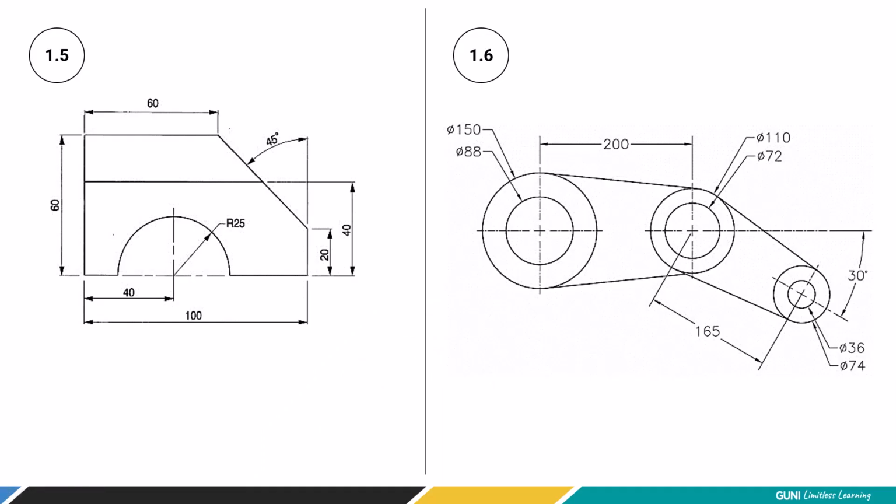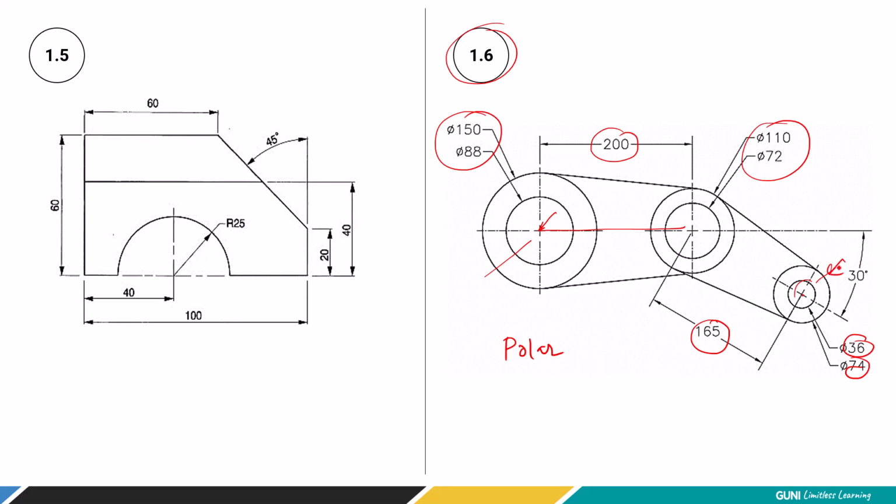Now for exercise number 1.6. First we are going to draw these two circles by the given dimensions. Then we are going to draw these two circles at a distance of 200 millimeter from this center point, in the right direction. Now what about these two circles, that is 36 and 74 millimeter diameter? Now there are two techniques. One may use a line starting from the center having a distance of 165 and exactly at the end you can draw two circles. But instead I am going to use the polar method, right?